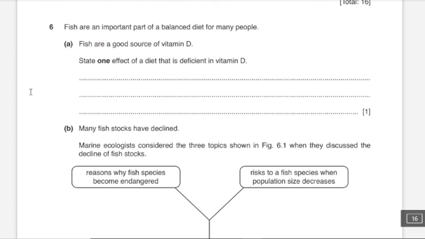Okay, question number 6. Fish are an important part of a balanced diet for many people. A. Fish are a good source of vitamin D. State one effect of a diet that is deficient in vitamin D. Well, it can cause weak bones.